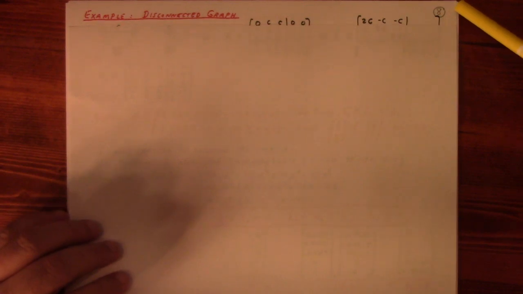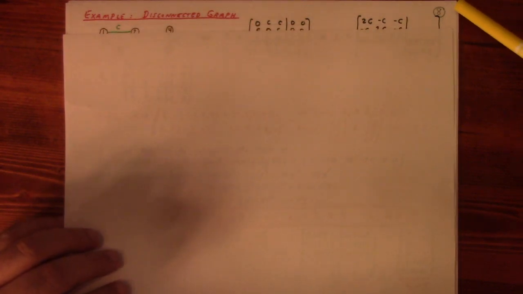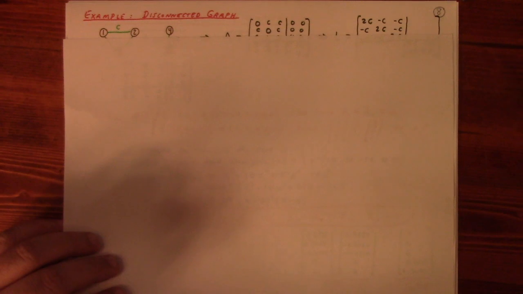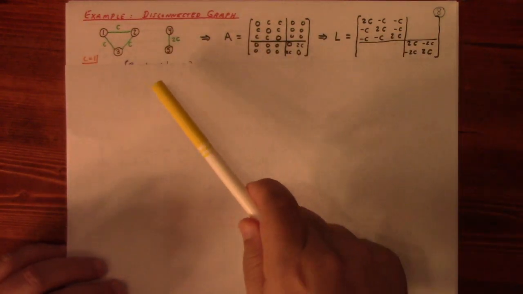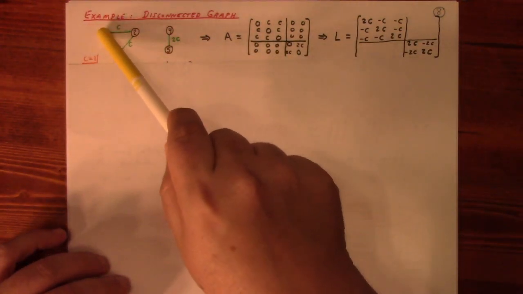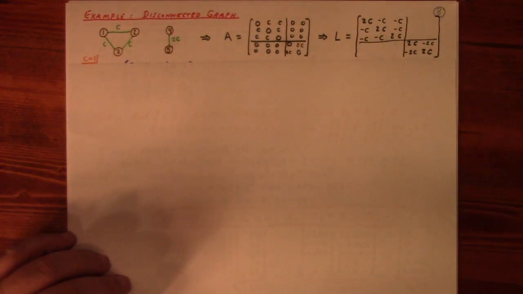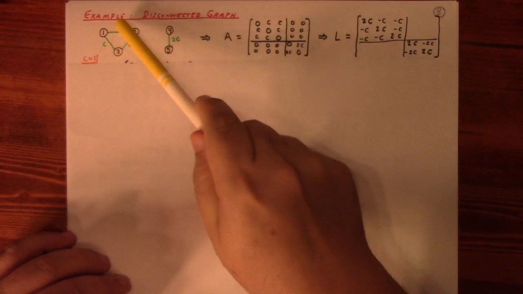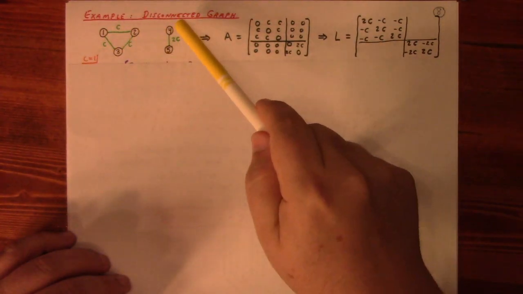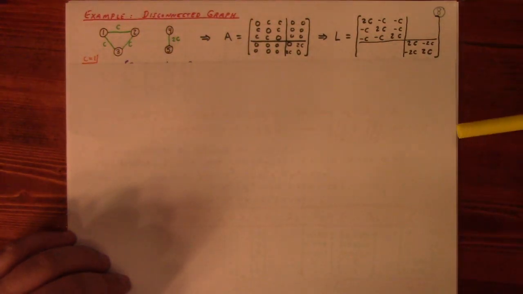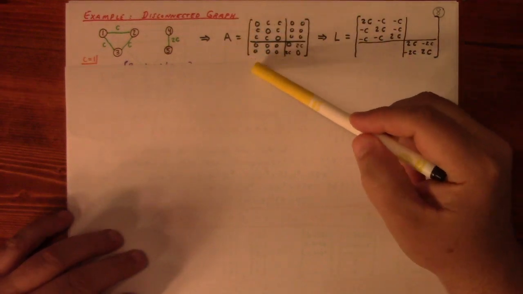All right, so here, page 8 rather. I made up this graph. So I've got this 1, 2, 3 connected, and 4 and 5 connected. And I took the liberty of making the weights on the 1, 2, 3 to be C, and the weights on 4 and 5 to be 2C. So the adjacency matrix looks like this.